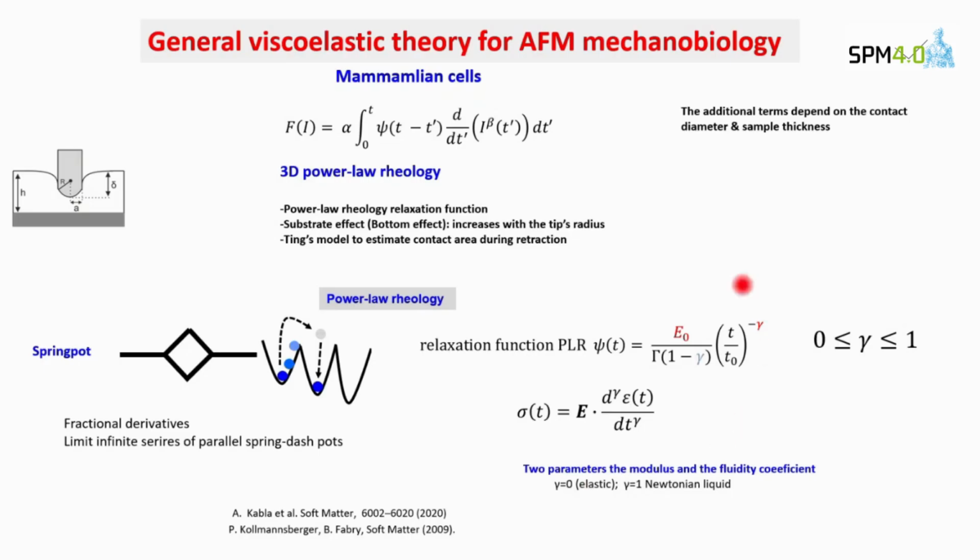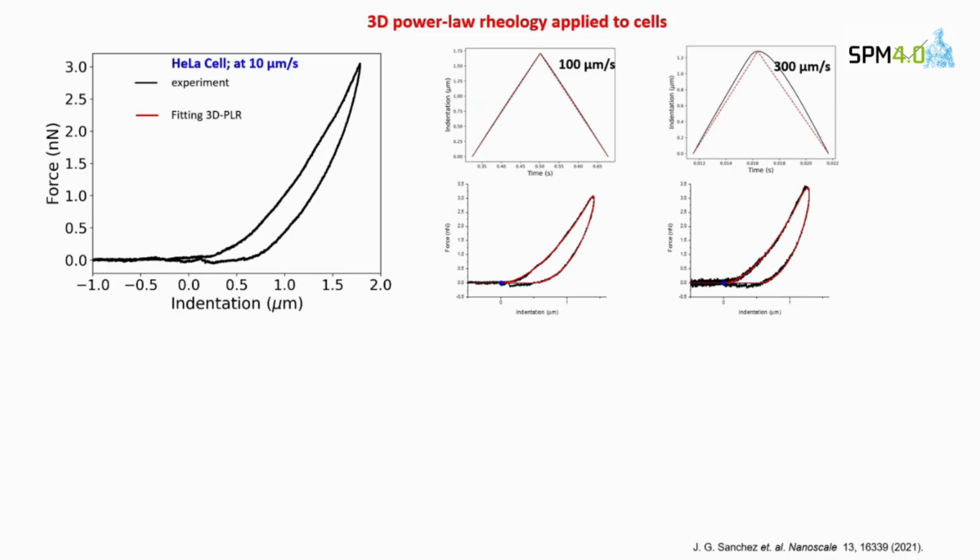So there are different ways to get to the same result. Why does it work? Okay, so this is the thing. In black is the experiment performed on HeLa cells. Well, we have done it in many mammalian cells. And in red is the fitting.